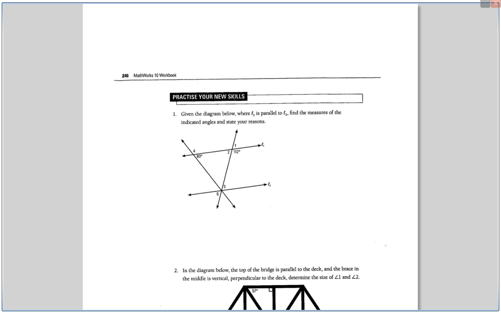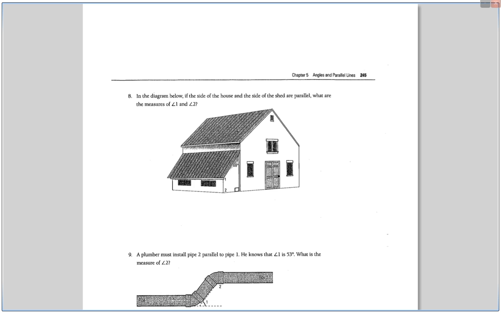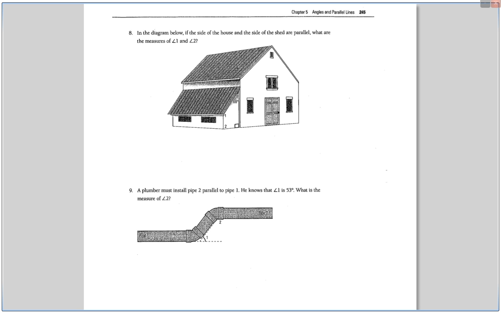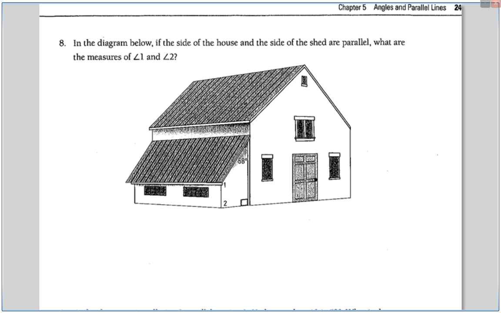Okay, build your skills 8 and 9. And these are the last two questions in the section before the homework. So it says in the diagram below, if the side of the house and the side of the shed are parallel, what are the measures of angles 1 and 2? Okay, so the side of the house and the side of the shed are parallel. So this and this are the same, or are parallel. And it looks like you have a transversal cutting through right here.